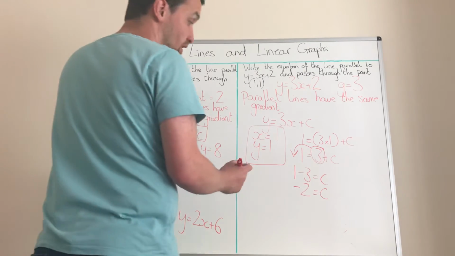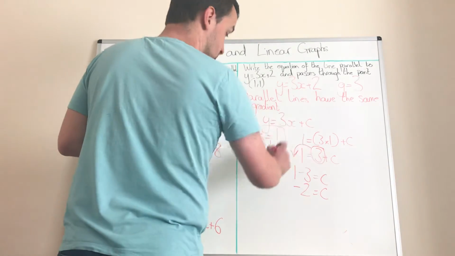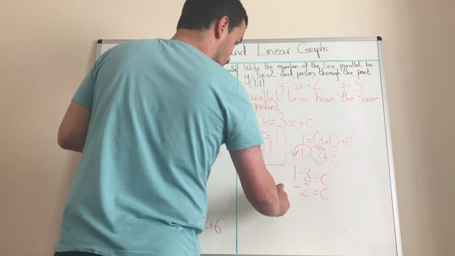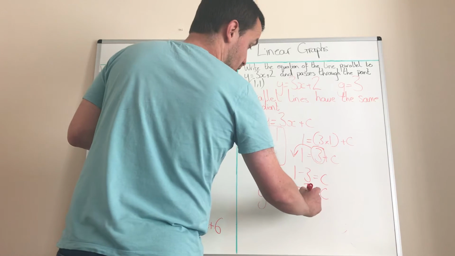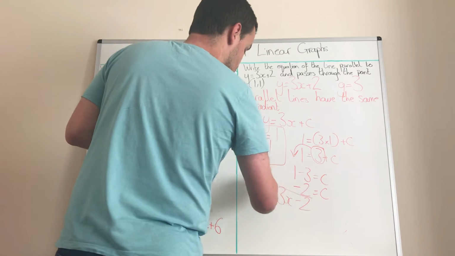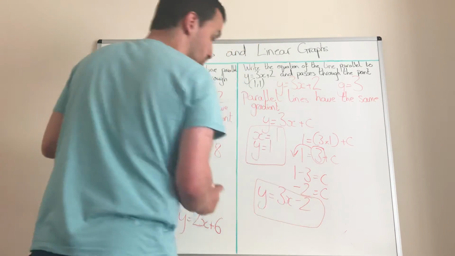Now we need to form the equation to finish it off. We've got the start of it here. So we've got y equals 3x. C is minus 2. So it's y equals 3x minus 2.